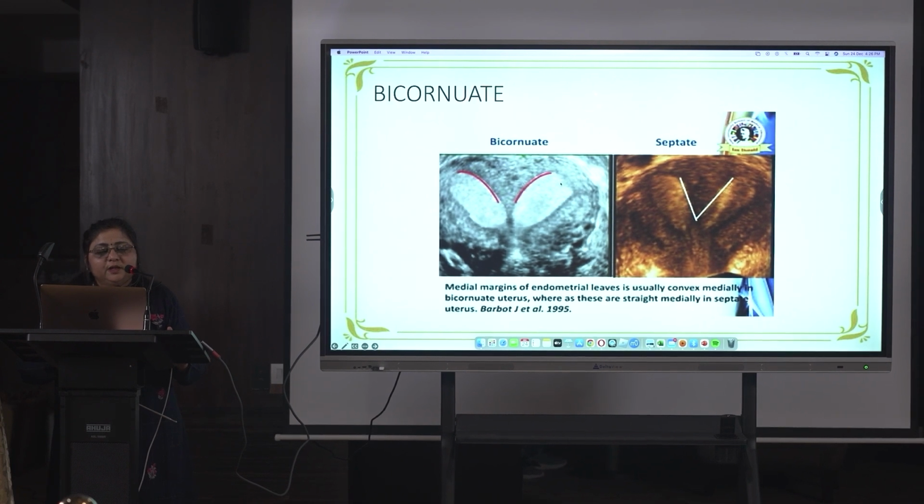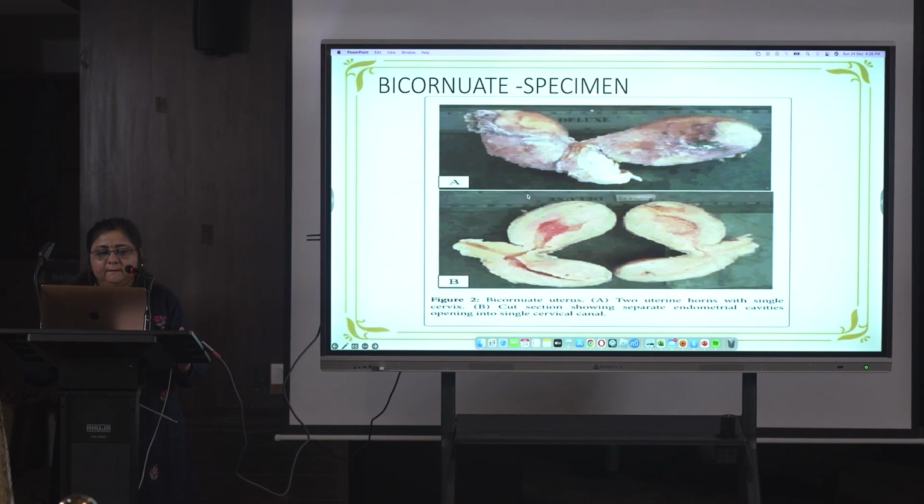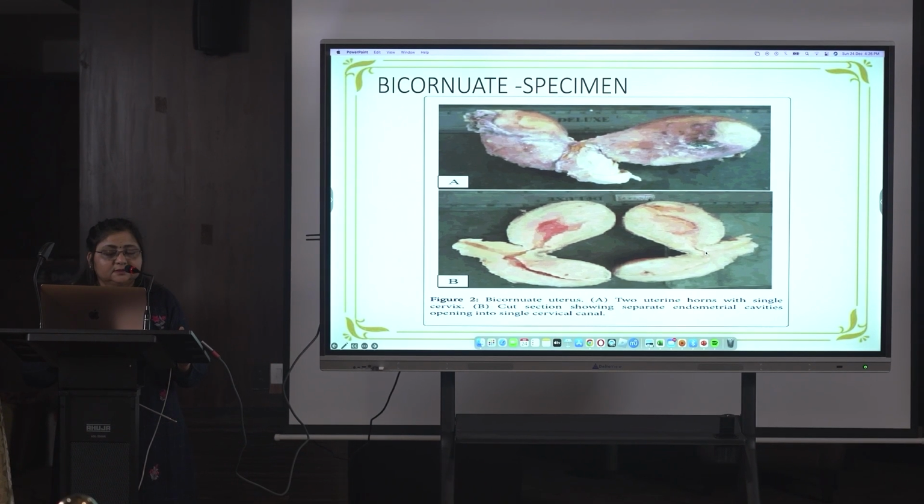So what is the difference? You will see two cavities like this. You will not see a fundal indentation in septate. Then also there is a difference that these two cavities are convex medially. These are the straight lines and here they are convex. So this is a specimen of bicornuate uterus. Here you can see the two cavities are communicating at the cervix.